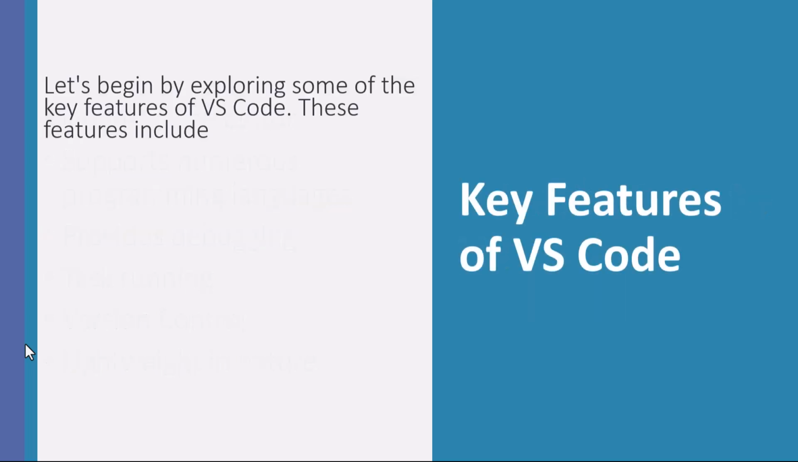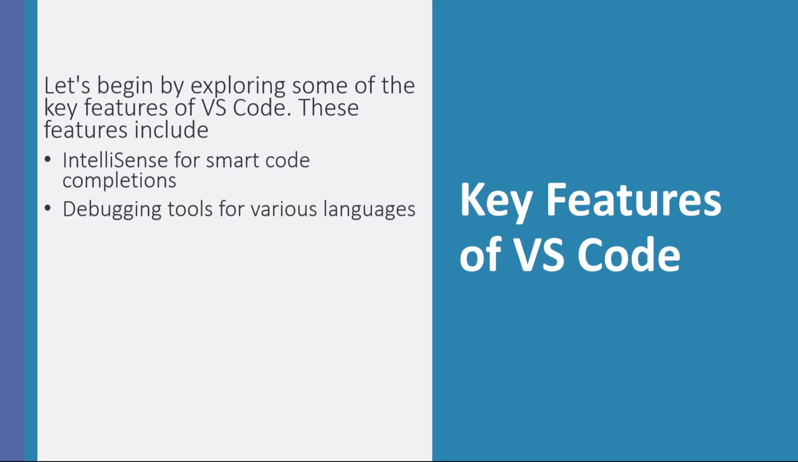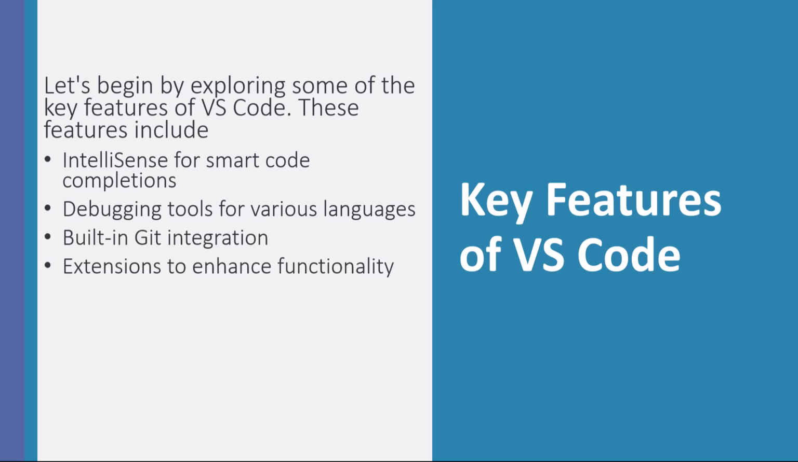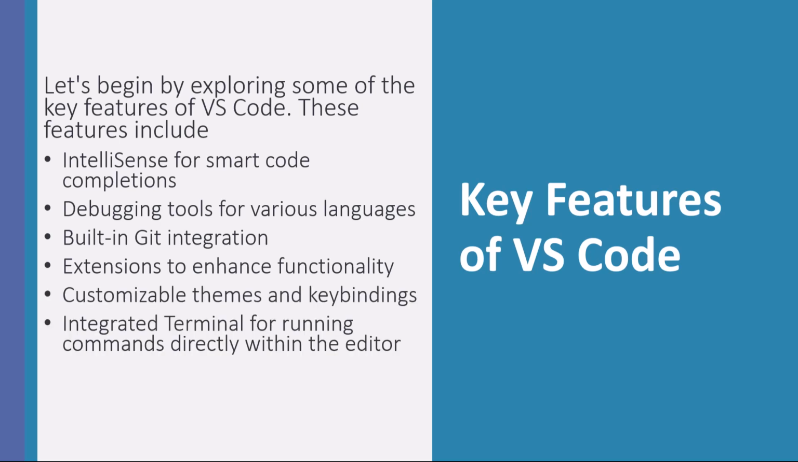Let's see the key features of Visual Studio Code. So Visual Studio Code boasts several key features that enhance your coding experience. It has got IntelliSense for smart code completions, built-in Git integration and debugging tools for various languages, extensions to enhance functionality, customizable themes and key bindings, and integrated terminals for running commands directly within the editor.